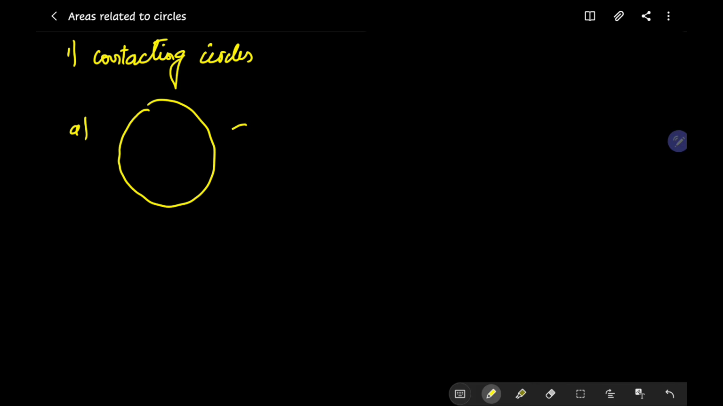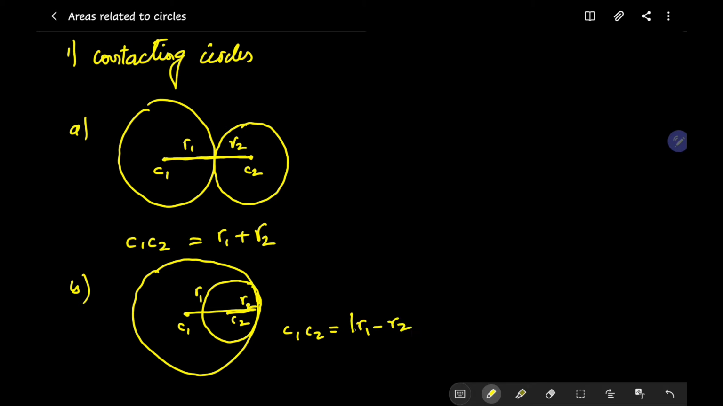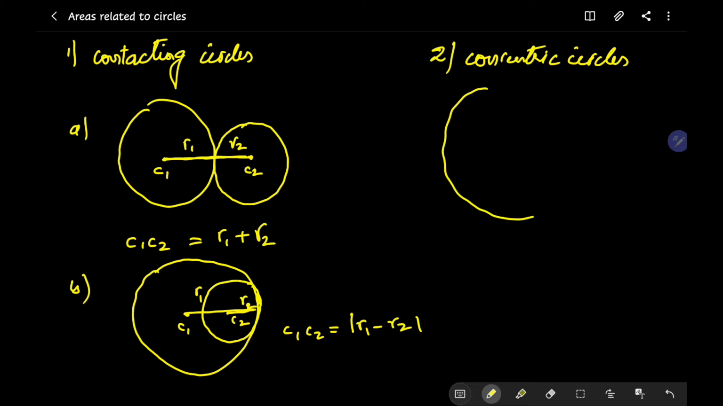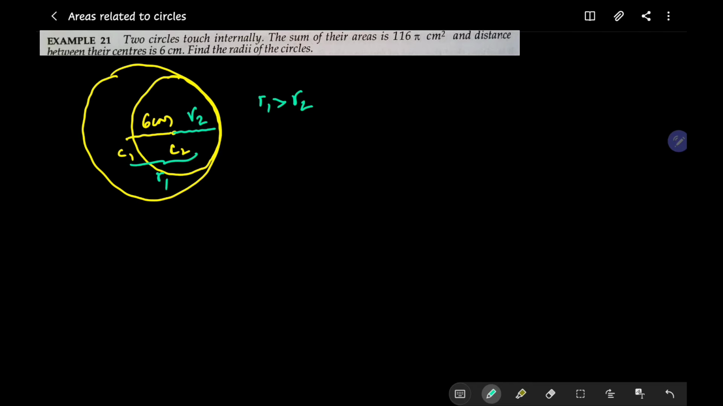When two circles touch externally, the distance between the centers is the addition of the radii, and when the circles touch internally, the difference between the radii will be the distance between the centers. As the distance is always positive, we can take the modulus for the difference of the radii. And the second type is concentric circles. As you can see in the figure, all the circles have the same center, but the radii are different.